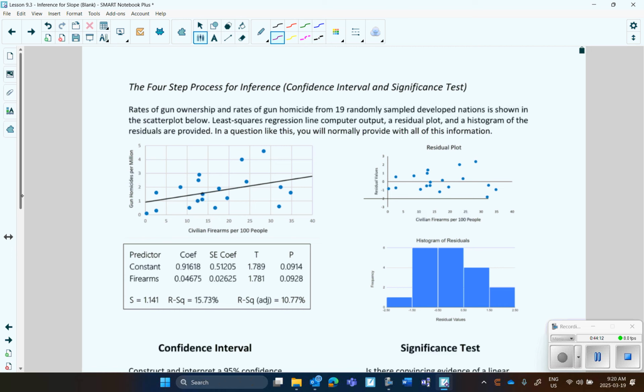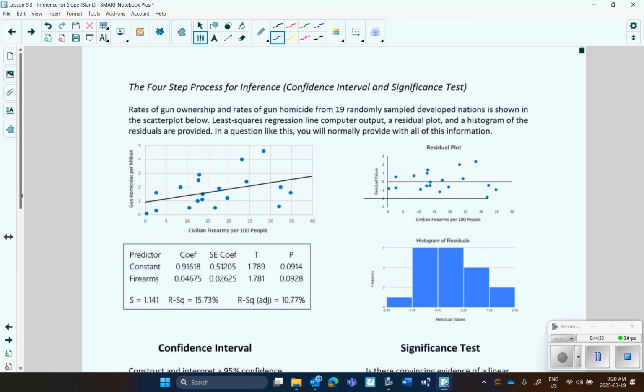Obviously, a scatter plot. Obviously, a computer output. We need those not only for the actual context, but also for the measures we're going to use for a confidence interval or hypothesis test. We're going to need these things for our conditions.